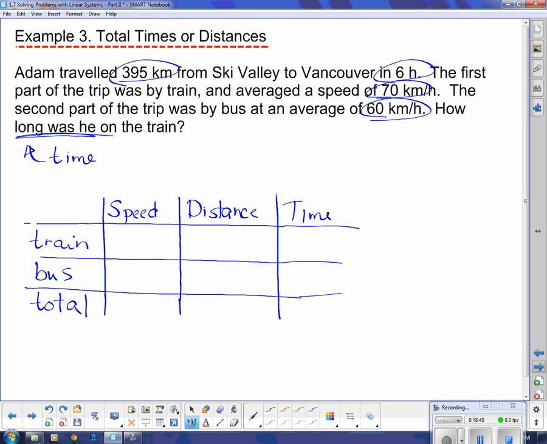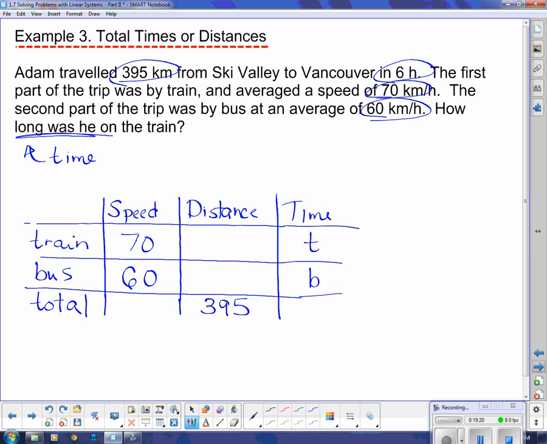So what do we need to know? We need to know how long he was on the train. So that's looking for time. So I should put my variables in time. So I'm going to let t be for the train and b be for the bus, since we're looking for time. Speed, I know they gave that to me. They said the train averaged 70 kilometers an hour and the bus averaged 60. And the distance, of course, says we have a total distance of 395. That's all they gave us.